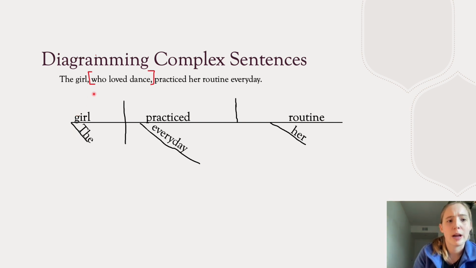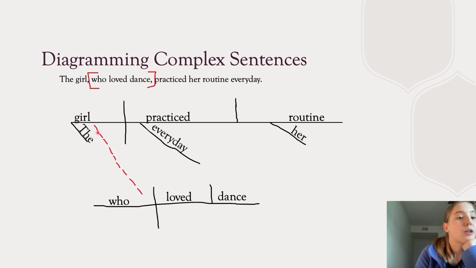Now we have to figure out what our relative clause is modifying. We know that who loved dance points to girl, the antecedent. So when we diagram, we draw dotted lines down from the antecedent to the relative pronoun. In this case, the relative pronoun is acting as the subject. What is the who? Well, where's the verb? Loved. What did she love? Dance. So we just take our relative clause and our main clause and we draw a dotted line between the two.